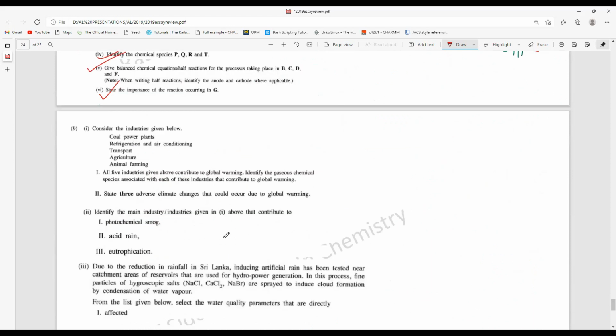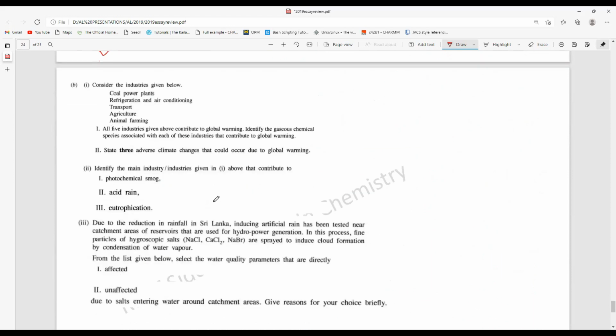Right, moving on. Consider the industries given below. So you have several industries given: coal power plant, refrigeration, transport, agriculture, animal farming. So all 5 industries given above contribute to global warming. In fact, yes, that is correct. Identify the gases, chemical species, as already said.